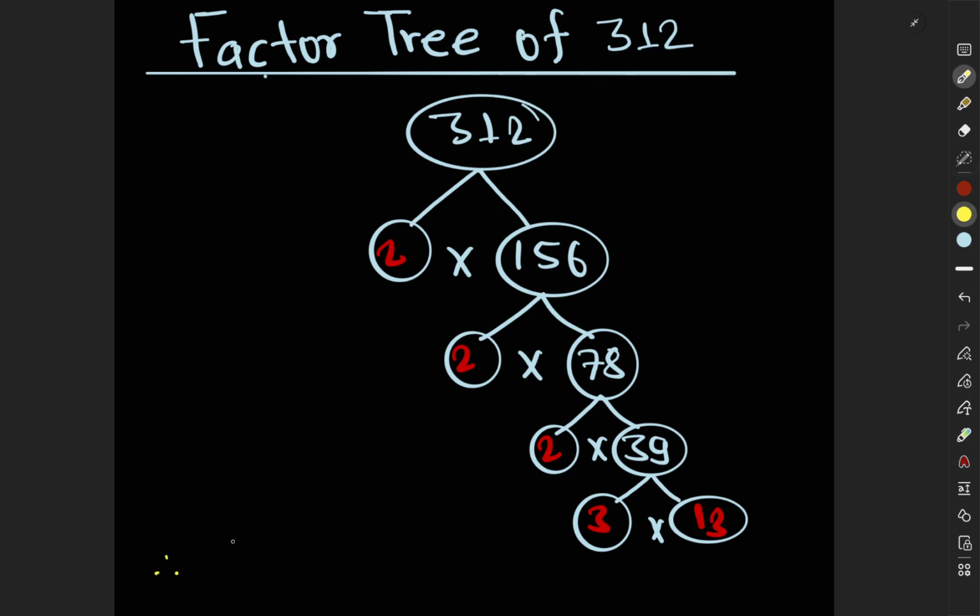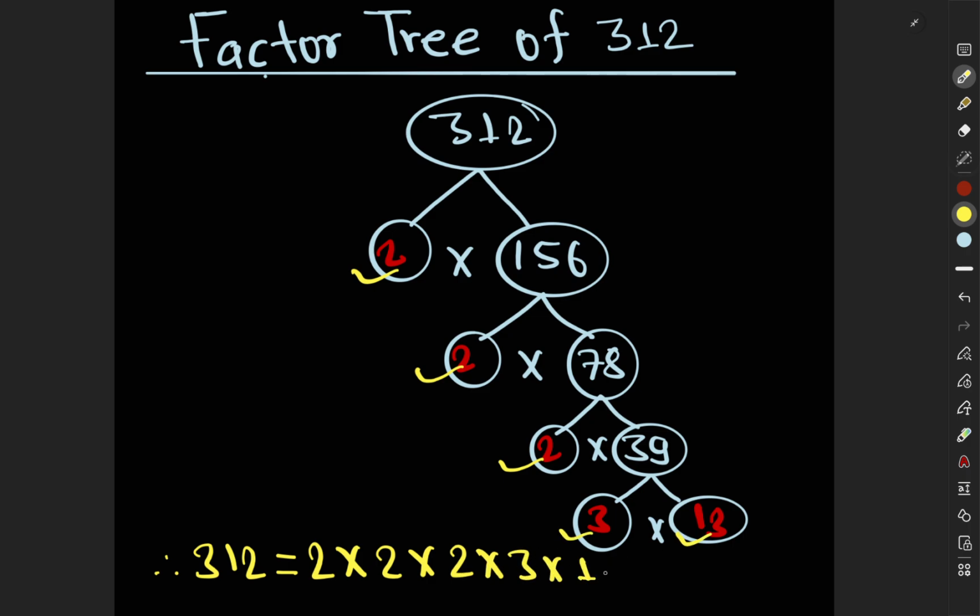So we can write 312 is equal to the product of all these prime numbers, that is 2 times 2 times 2 times 3 times 13.